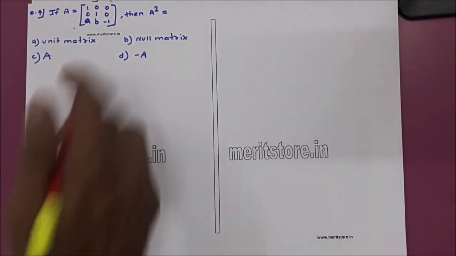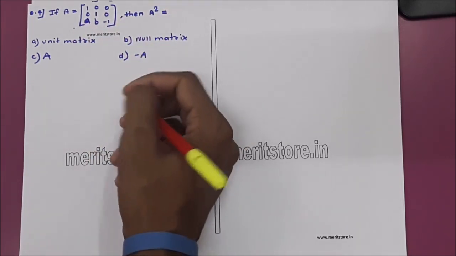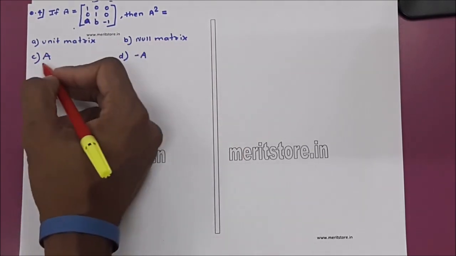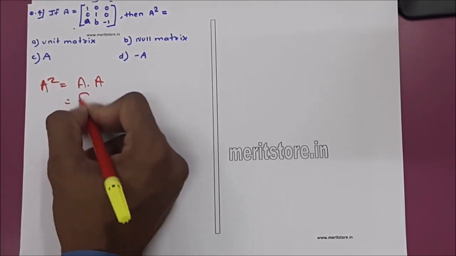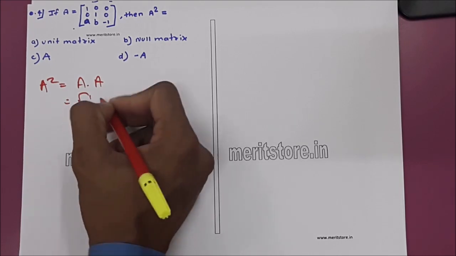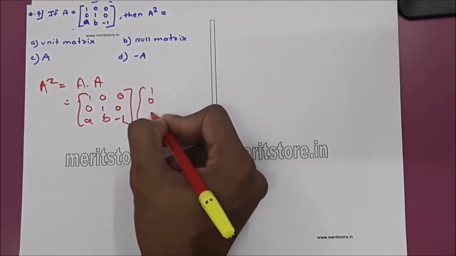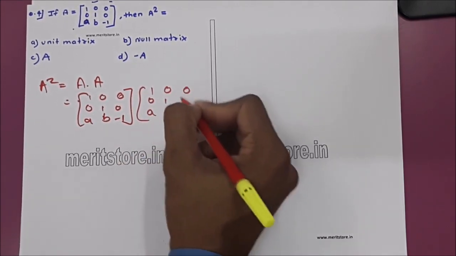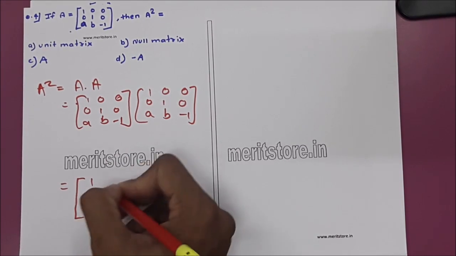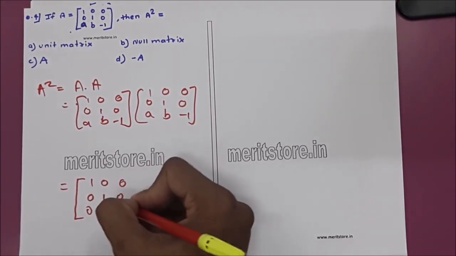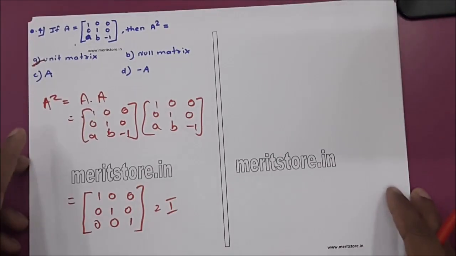Question 4. If A is equal to the matrix [1, 0, a; 0, 1, b; 0, 0, minus 1], then A square is? We have 4 options: A, unit matrix; B, null matrix; C, A; and D, minus A. So we solve for A square, that is A into A. We substitute the value of A, and solve this, we get 1, 0, 0, 0, 1, 0, 0, 0, 1. We call it the unit matrix, that is option A. Therefore, A is the correct answer.